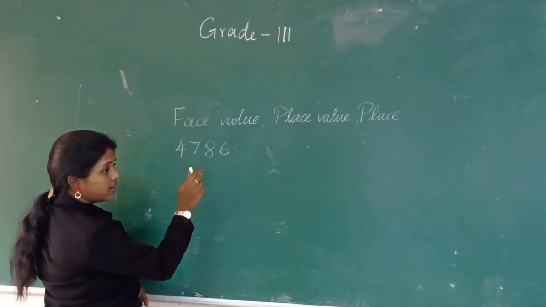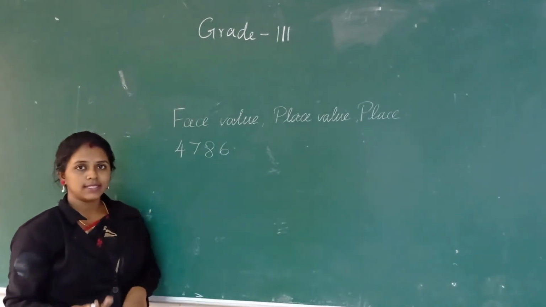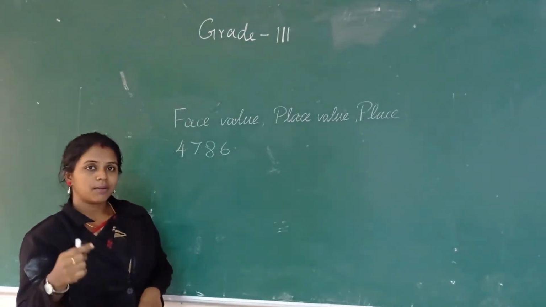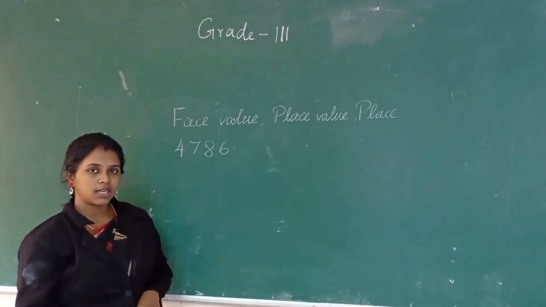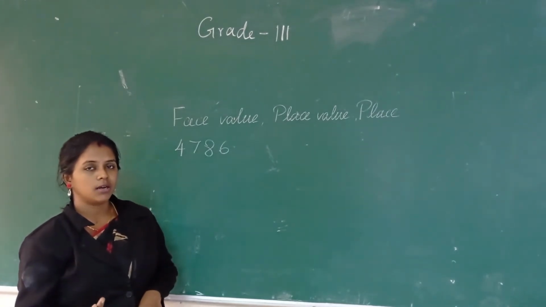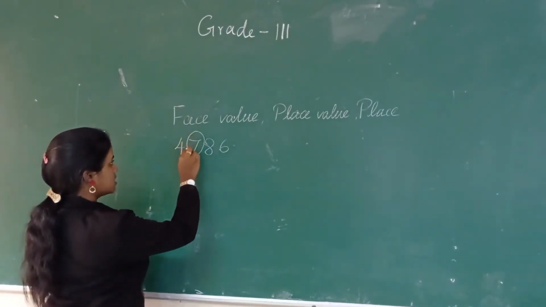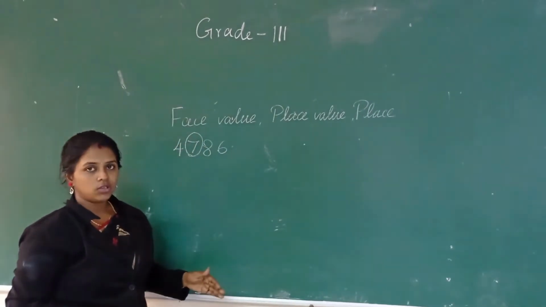So for us the problem is 4786. When you want to find out the place value, face value and place, one of the digits from the question should be in a different color or circled or bolded. So I am going to circle number 7 here. We'll find out the rest further.